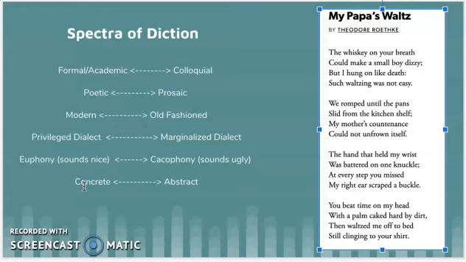Okay, so the assignment that I'm going to give you is to choose one of the other poems, and you'll read the assignment, and you're essentially going to pull out some examples like this and analyze the diction.